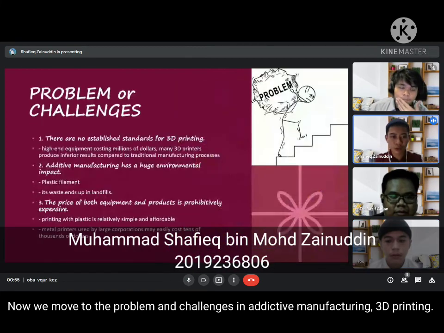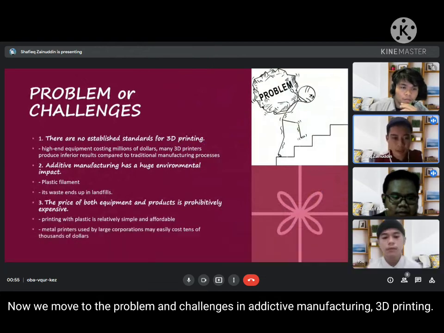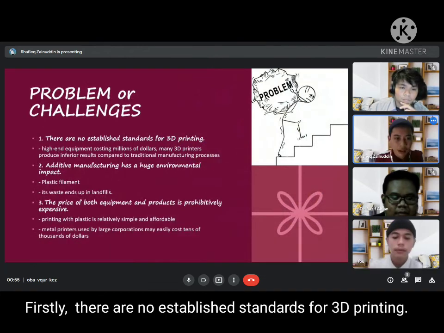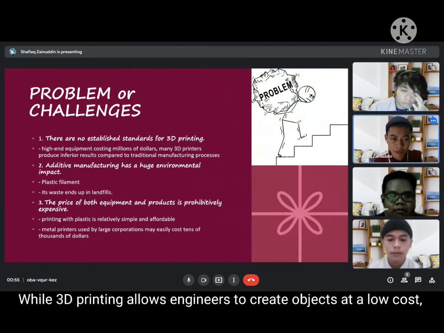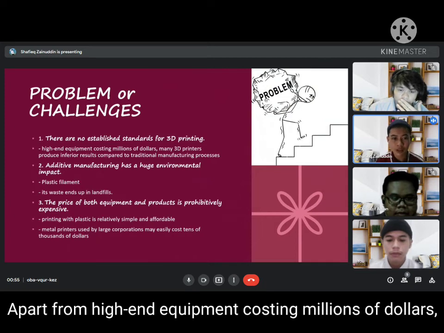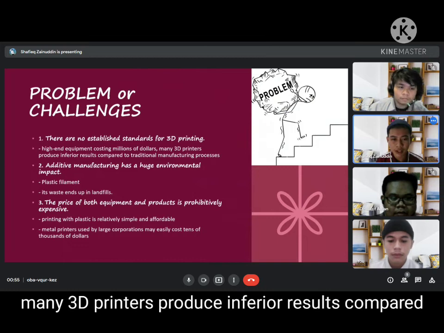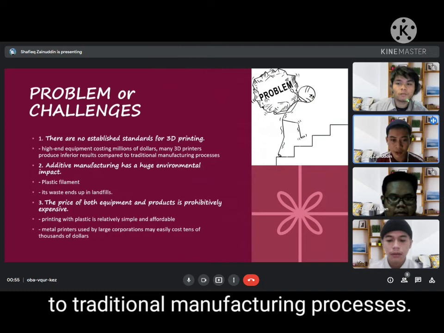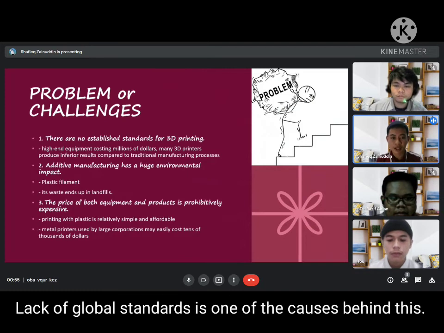Now we move to the problems or challenges in additive manufacturing, 3D printing. Firstly, there are no established standards for 3D printing. While 3D printing allows engineers to create objects at a low cost, it may occasionally come at a quality expense. Apart from high-end equipment costing millions of dollars, many 3D printers produce inferior results compared to traditional manufacturing processes. Lack of global standards is one of the causes behind this.